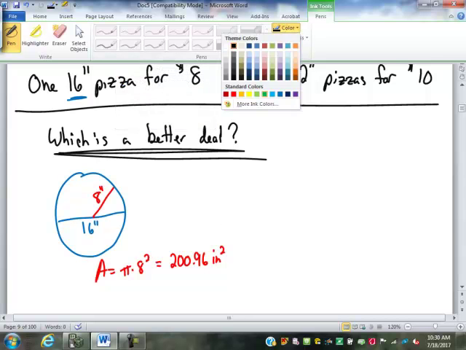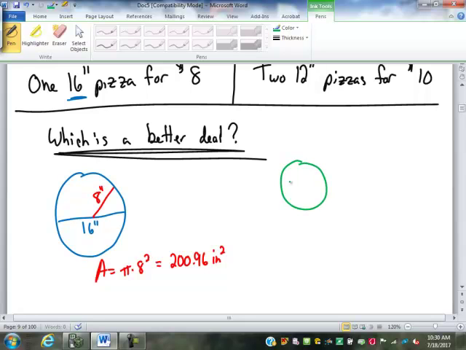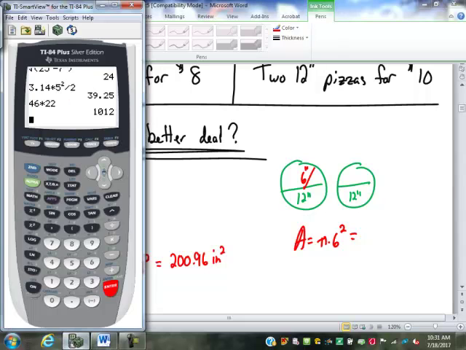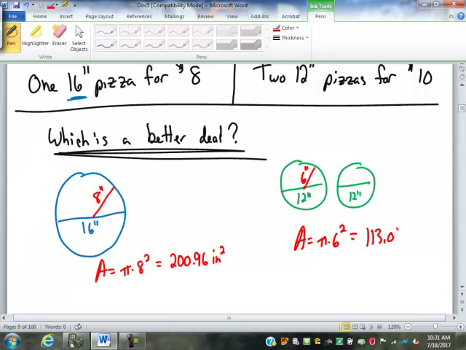Well, let's go over here and find the area of the two 12-inch pizzas. So yes, we're going to use 6 inches. The area is going to be pi times 6 squared. So 3.14 times 6 squared is 113.04. And then, of course, times 2, because there's going to be 2 of them. 226.08. So it's definitely more pizza, isn't it?